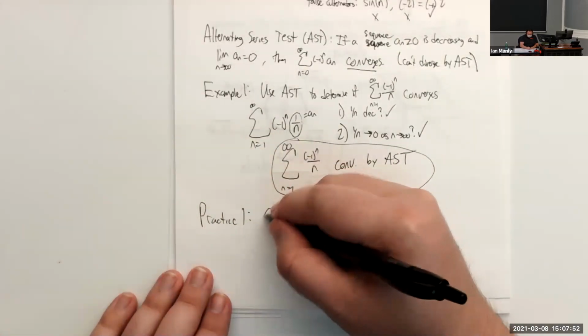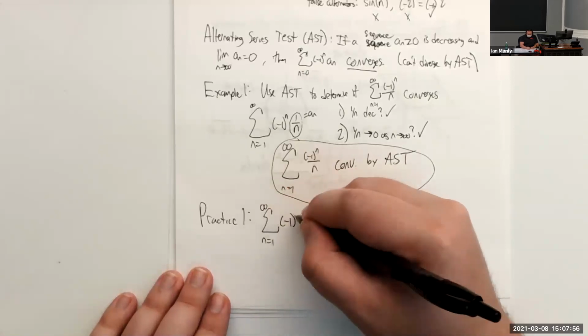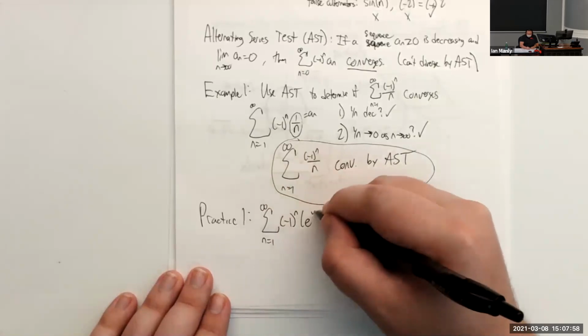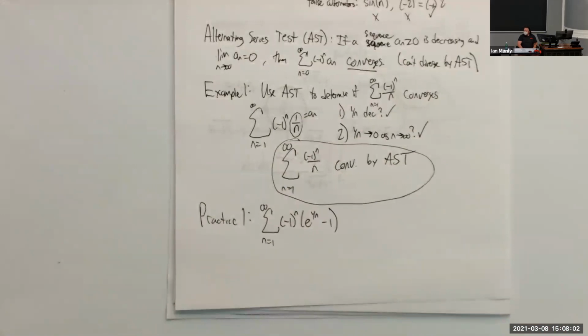Okay, so this time, take a look at the series sum from n equals 1 to infinity of negative 1 to the n, times e to the 1 over n minus 1, and see if this converges or diverges. So I'll give you guys a minute or two to look at that.